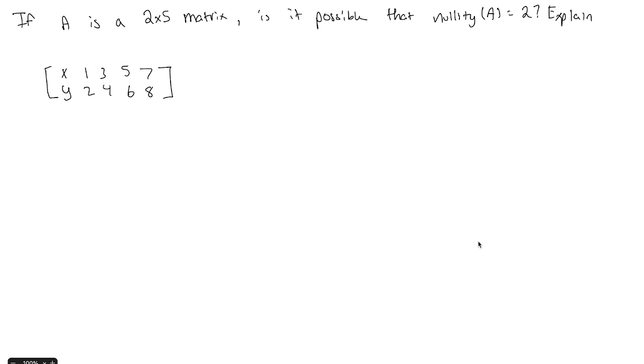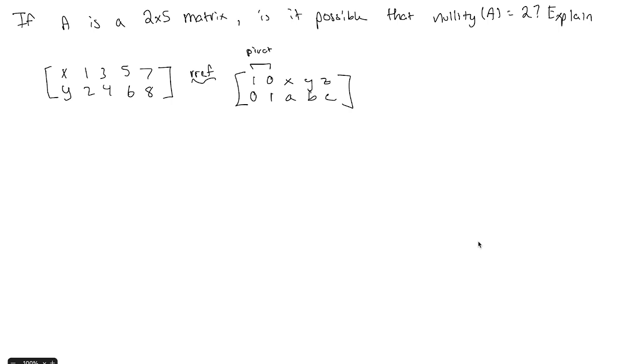Just looking at this, I can see that it is going to be impossible for us to have more than 2 pivots. It doesn't matter what these variables are. So I can just say 1, 0, X, Y, Z, A, B, C. That doesn't matter. But the important thing to understand is that there is a maximum of 2 pivots. These are our pivot columns.